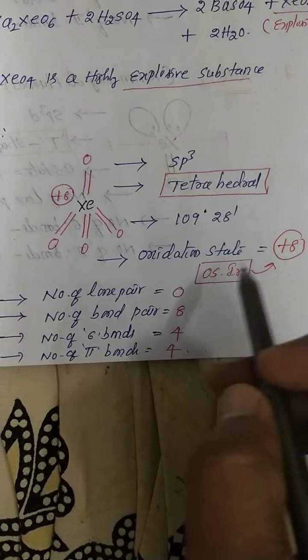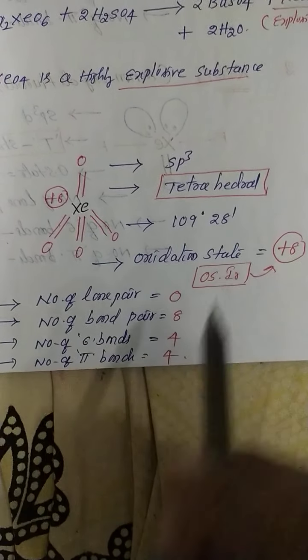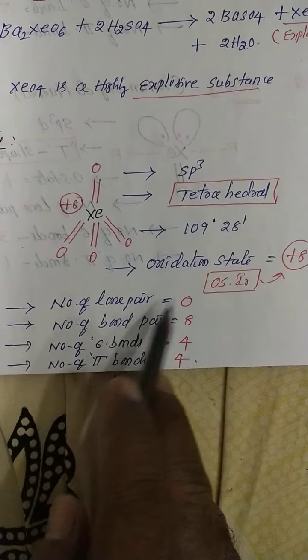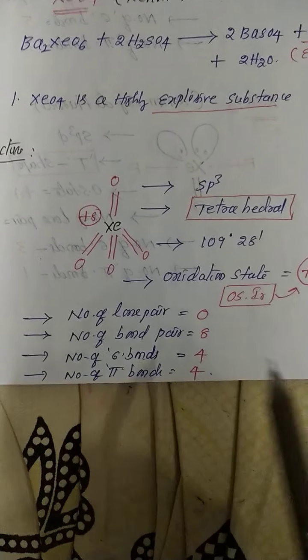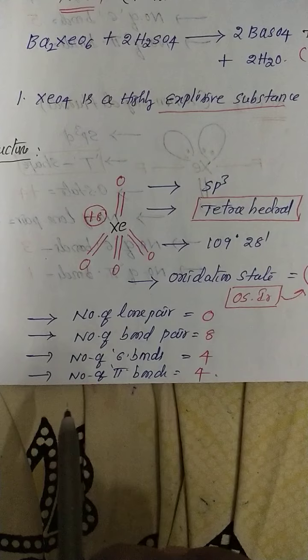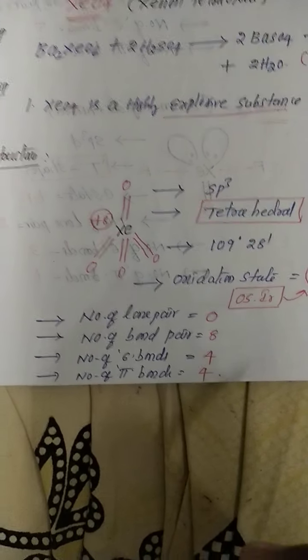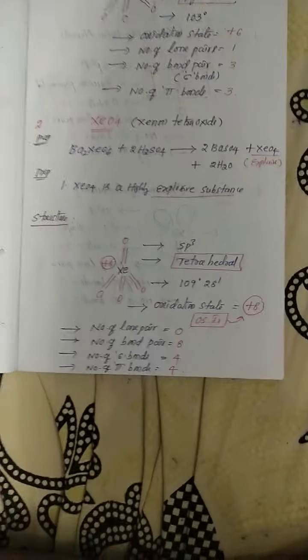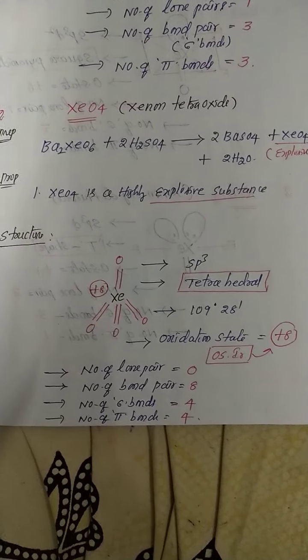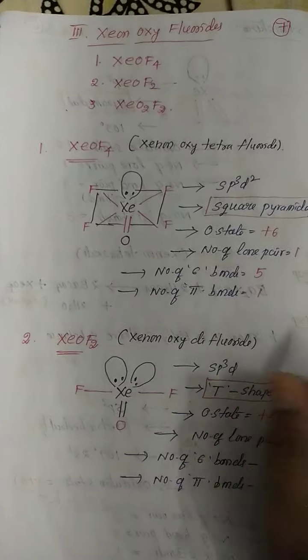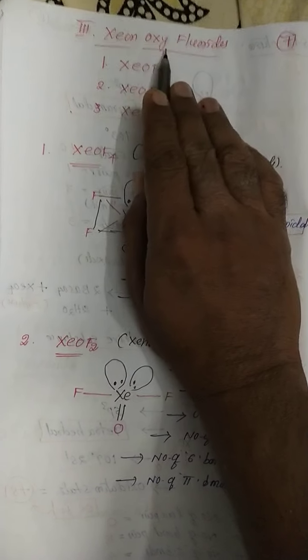like osmium, iridium, +8 oxidation state. Now number of lone pairs of electrons 0, number of bond pairs 8, number of sigma bonds 4, number of pi bonds 4. This is xenon tetroxide. What is the shape of xenon tetroxide? Tetrahedral. Okay. The next final compound, xenon oxyfluoride.